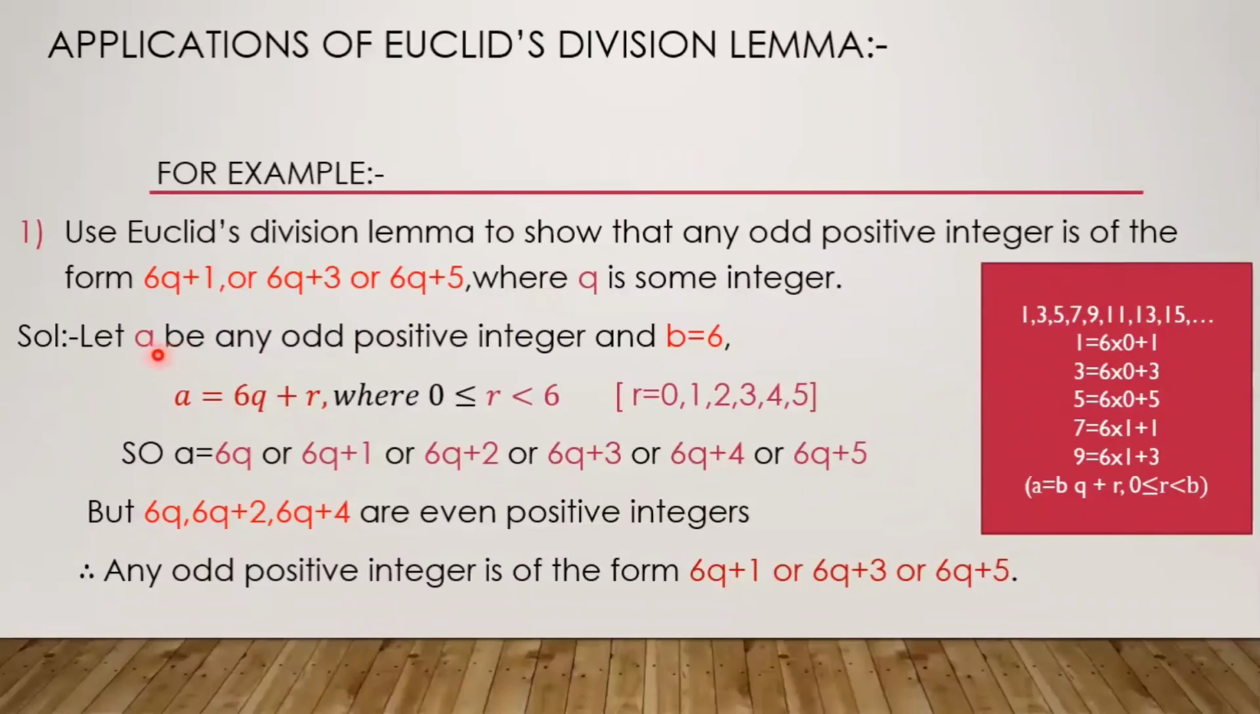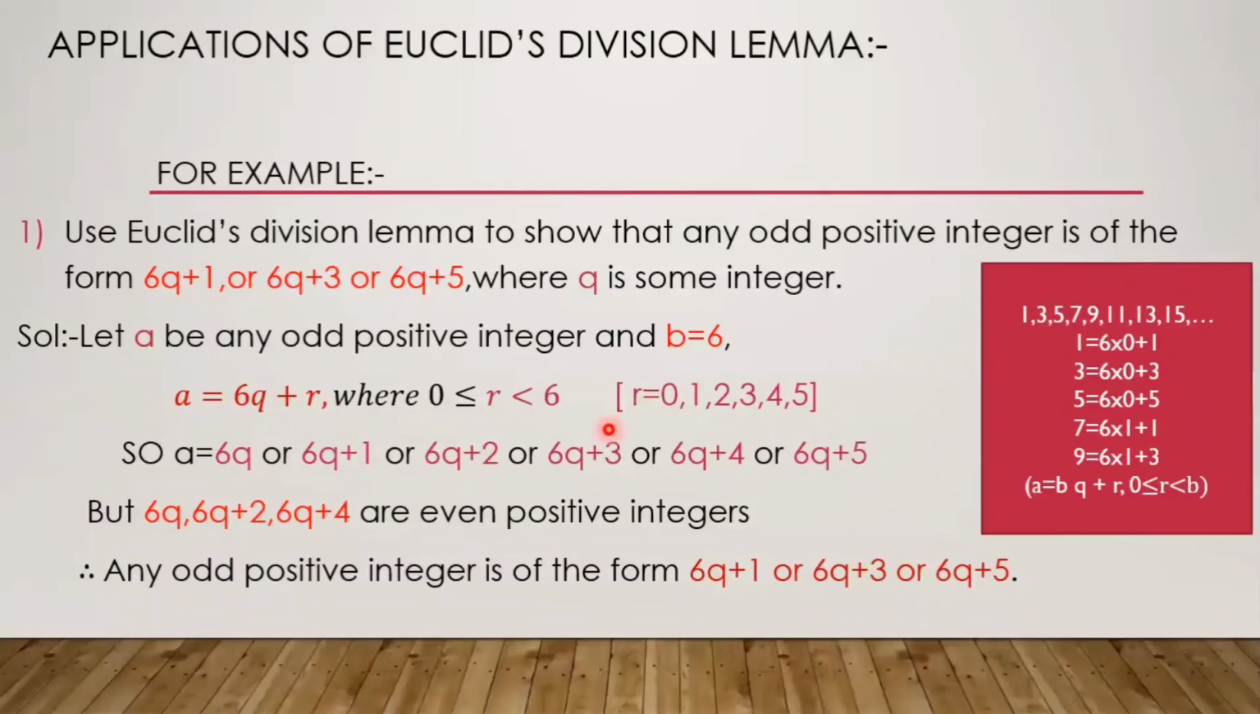So let us consider a is any odd positive integer and b is 6. So what is Euclid's division lemma? Let a and b be any two positive integers, then there exist integers q and r satisfying a equal to bq plus r, where 0 less than or equal to r less than b. So comparing with it, b is 6, a equal to 6q plus r, where 0 less than or equal to r less than 6. So what are the values of r? 0, 1, 2, 3, 4, 5.